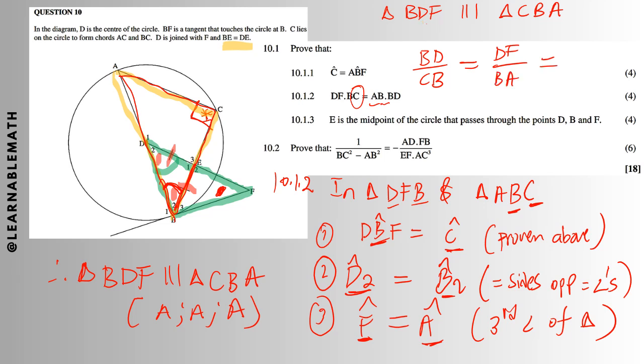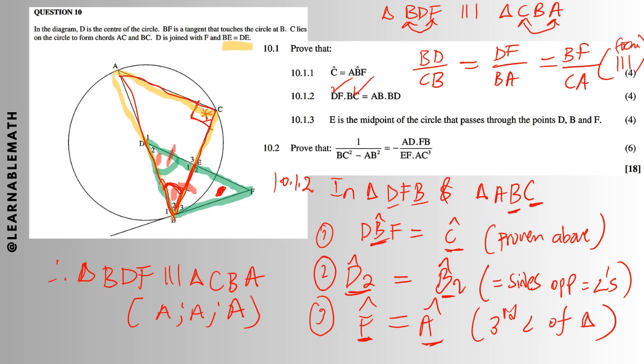Which is also equal to BF over CA. Can you see? Why are we saying these are equal? Because the two triangles are similar. From similarity, we can deduce that, because from similarity we can move to proportionality. Then you just check what you have to prove here.